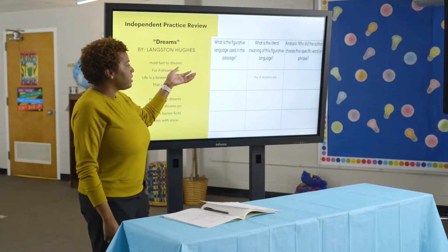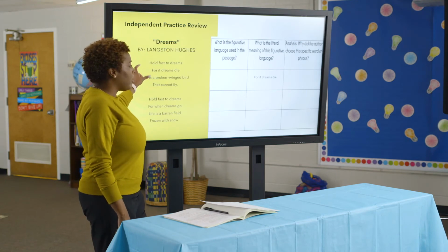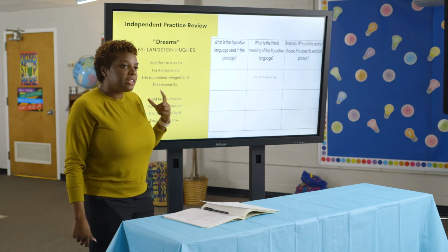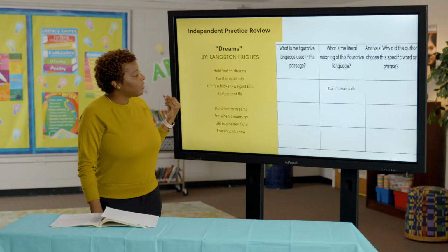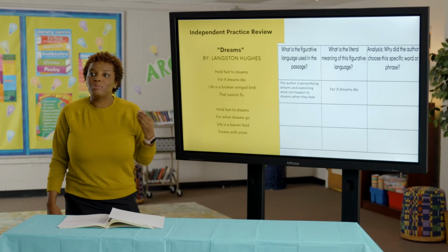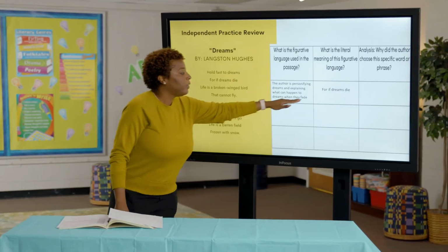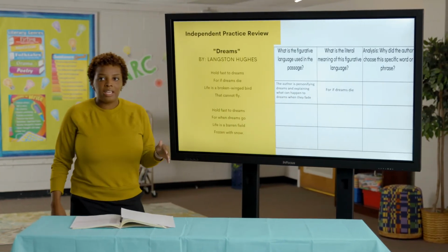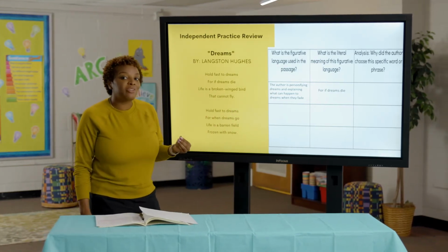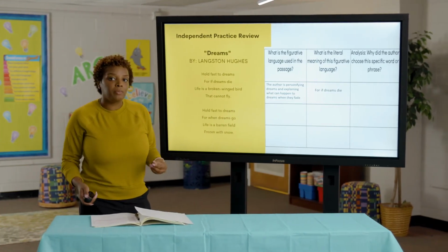So the first piece of language that I pulled out from this particular excerpt is "for if dreams die." And the first thing that I noticed figuratively is that the author is personifying dreams and explaining what can happen when dreams fade away. So here we see that for if dreams can die, and as 7th graders, we know that dreams cannot die in our world. However, figuratively, what Langston Hughes is saying here is that they can fade away or go away.